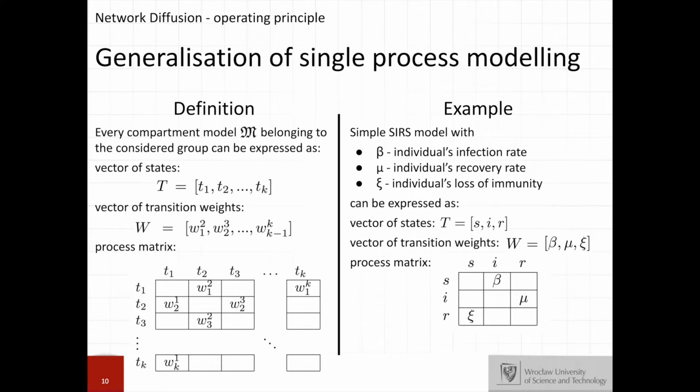time step. Moreover, the transition from one state to another takes place under a certain weight, which can be called pseudo-probability. For example, a SIRS model with coefficients beta, mi, and xi can be expressed as a vector of states T equals SIR, vector of transition weights between neighboring states W equals beta, mi, xi, and a process matrix as shown in the slide.